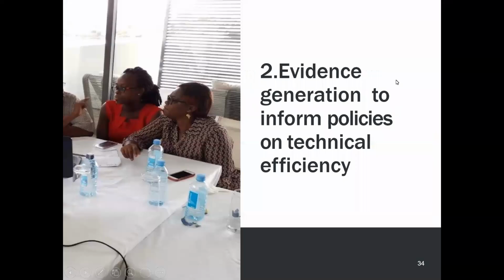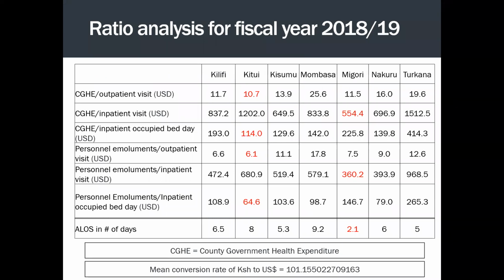The next approach is where we support counties to generate evidence. And next, please. In doing this, what we have done is to come up with simple descriptive ratios, like I've said. In this case, what you can see are the counties that we call our focus counties, the counties we support. And the first three rows are giving us ratios that we've just generated by dividing, very simply, the county government health expenditure and the service output. In this case, we are talking about, for example, outpatient visits.